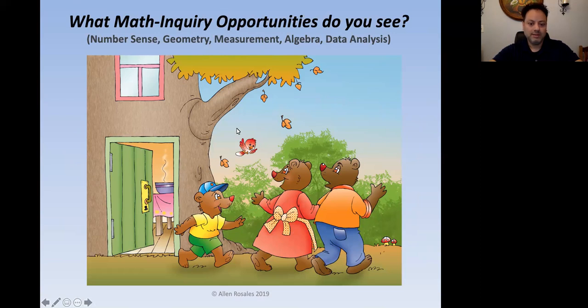So when you look at this illustration, and you think about the 5 math strands, what math inquiry opportunities do you see? Cheryl says, how many bears are there? Number sense, for sure. Counting is number sense. Yeah, what else? And challenge yourself. Remember what I talked about in the beginning.